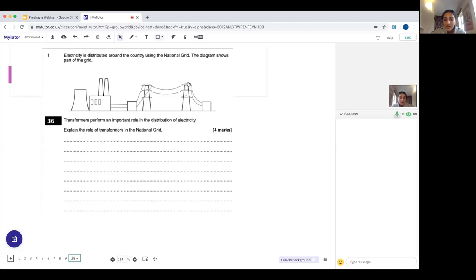Then when it gets to the other side, we have a step-down transformer. What the step-down transformer does is take that really high voltage from the cables, step it down to make it appropriate for domestic use. So that's when it's going to go from a very high voltage to 230 volts, which is then acceptable for domestic use. So they're really important, both step-up and step-down transformers. So it's important to know the role of them.